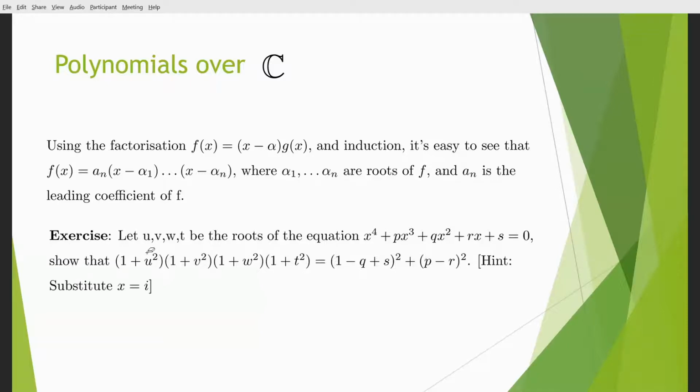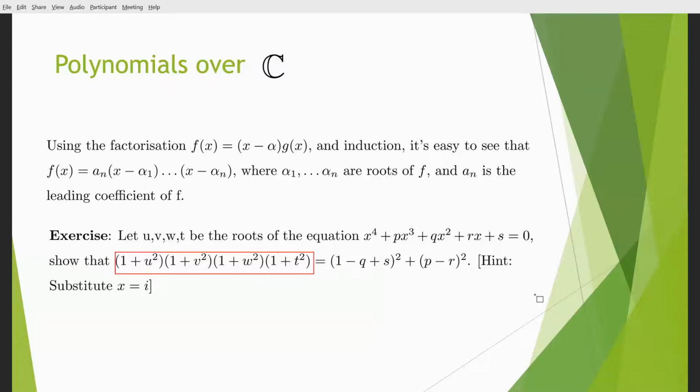Let u, v, w, and t be the roots of the equation x power 4 plus p x cube plus q x square plus r x plus s equal to 0. There will be 4 roots, might not be distinct, might be repetitions, but there will be 4 complex roots. So what I want you to do is find 1 plus u square times 1 plus v square times 1 plus w square times 1 plus t square.